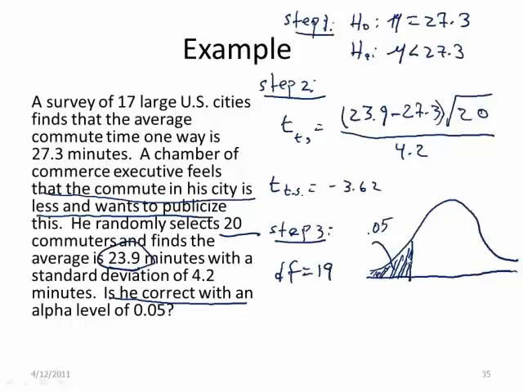19. So again, we can go to the calculator. For those of you that have the TI-84, second distribution, choose menu option 4. Then it's going to be inverse T. And again, it's the area, and then it's the degrees of freedom.